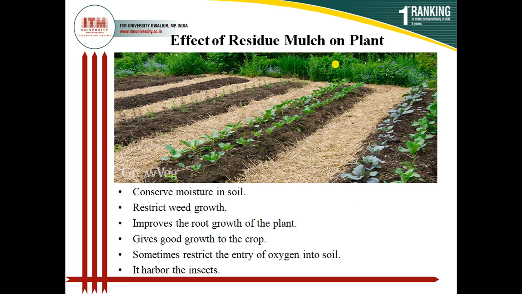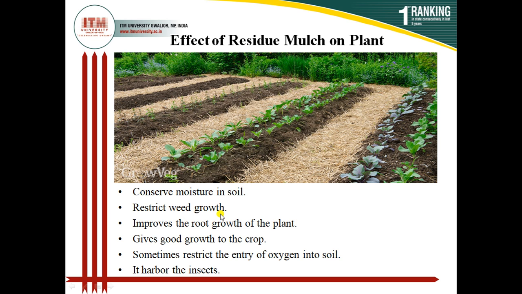The next management of residue is mulching. So this crop residue is managed as mulching. Here the decomposition is not required. One thing I want to tell you: mulching is done from dry crop residue only. If it is wet residue or wet agricultural waste, mulching is not done. These are the dry agricultural waste. So mulching can be done with dry agricultural waste, dry leaves, straw or chaff.